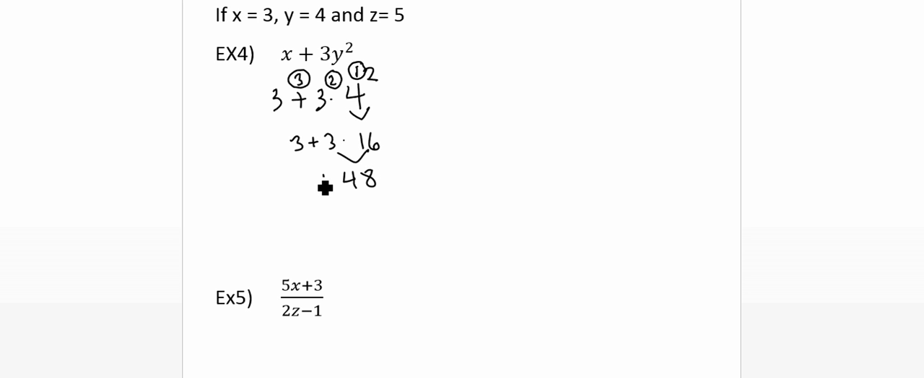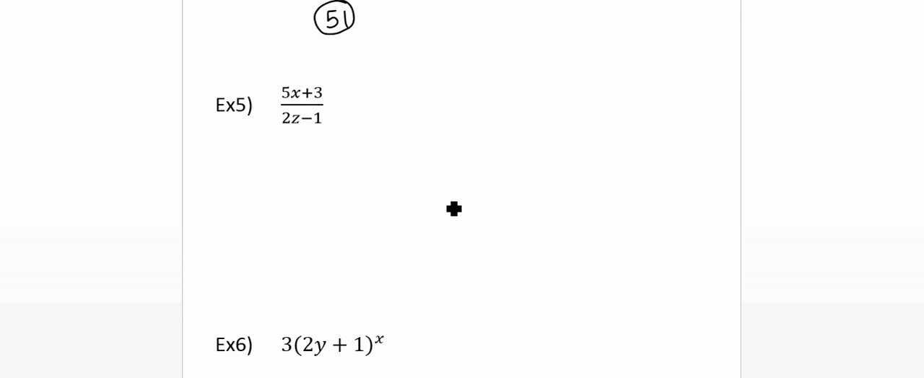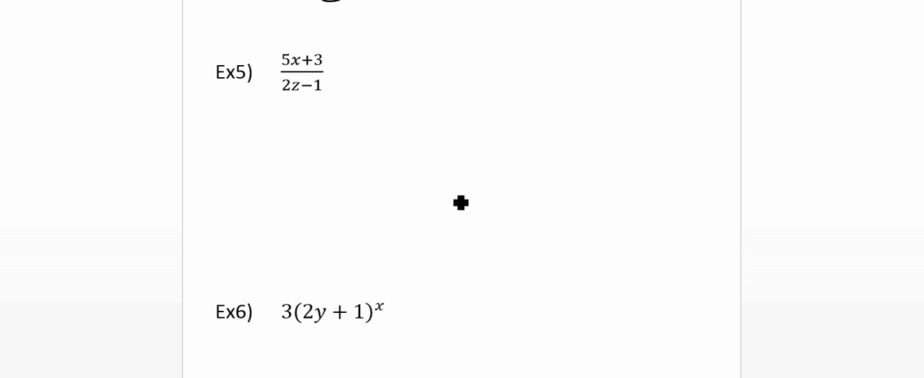Everything else comes straight down. 48 plus 3 is 51, and that's my answer, 51. All right, but notice once again, even when it's easy, label the problem first and then do the math. All right, let's do the next one.